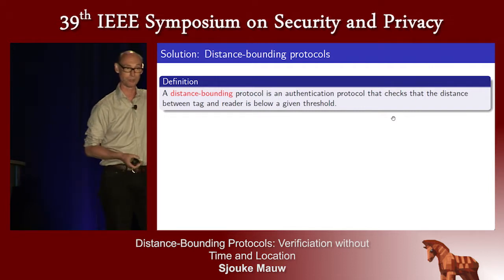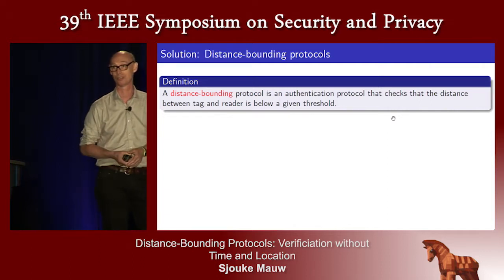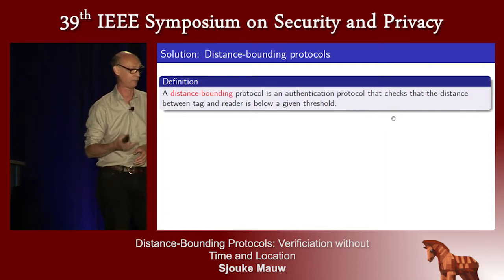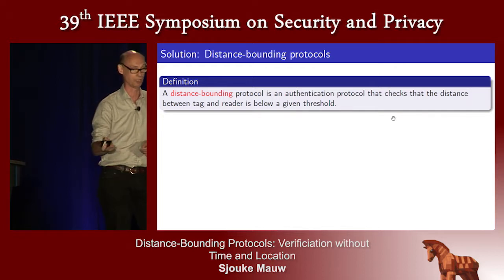And the solution to this relay problem is the development of distance bounding protocols. So a distance bounding protocol is an authentication protocol that has an added feature, and the feature is that it measures the distance between the two parties executing this protocol. So there will be a reader, which is offering a service to a client, and the client has a tag, and only if the tag is close enough to the reader, the service will be offered, the door will be opened, for example.